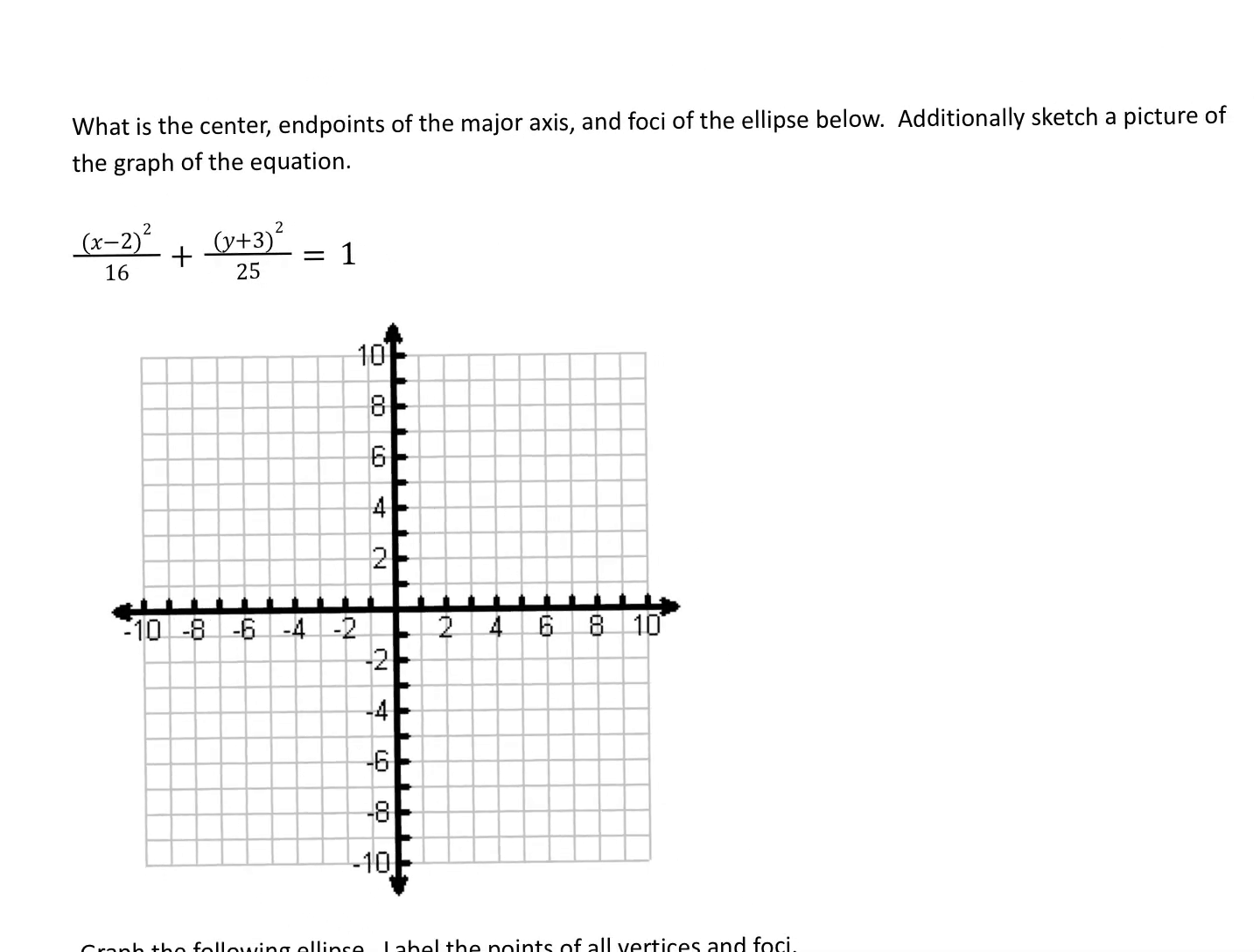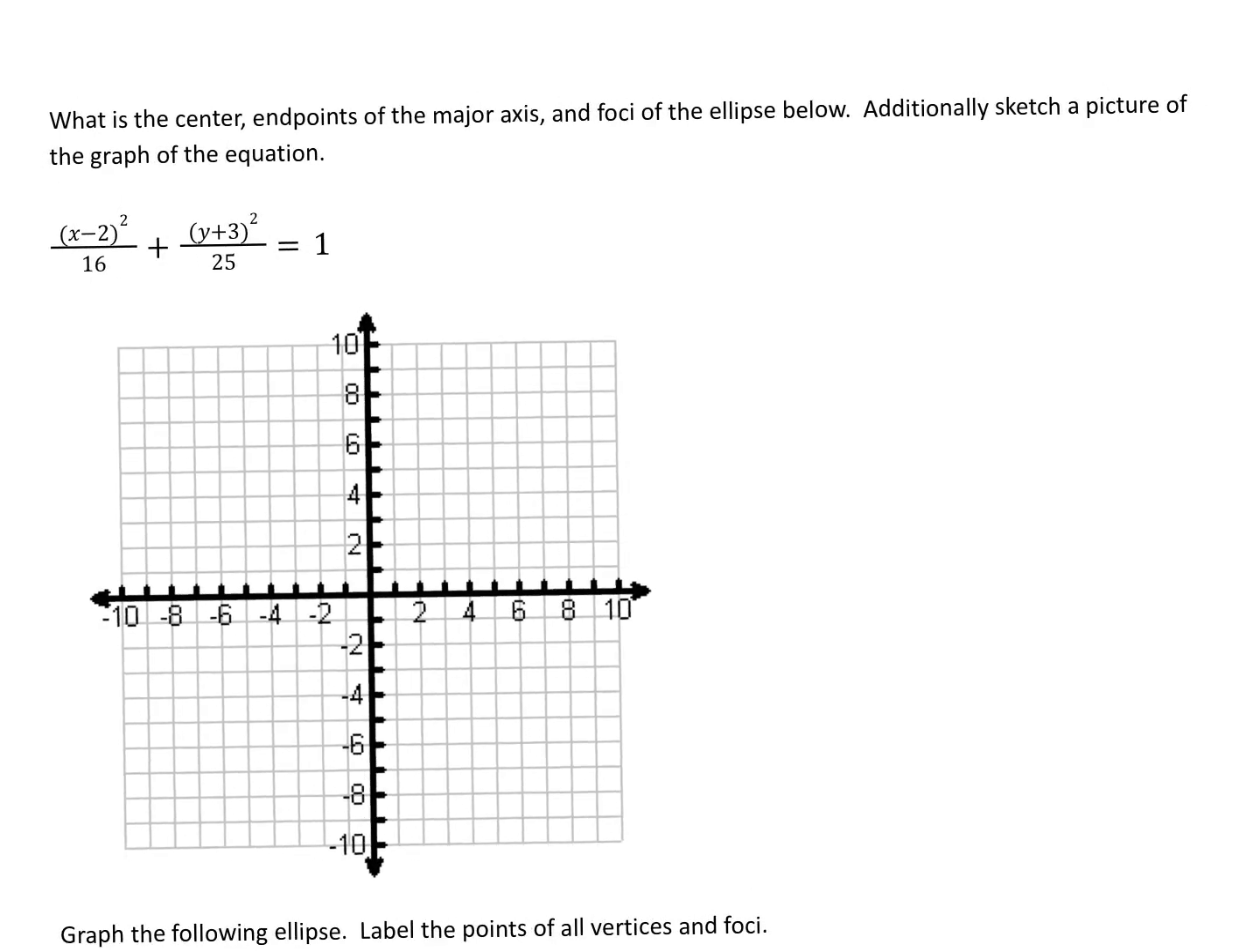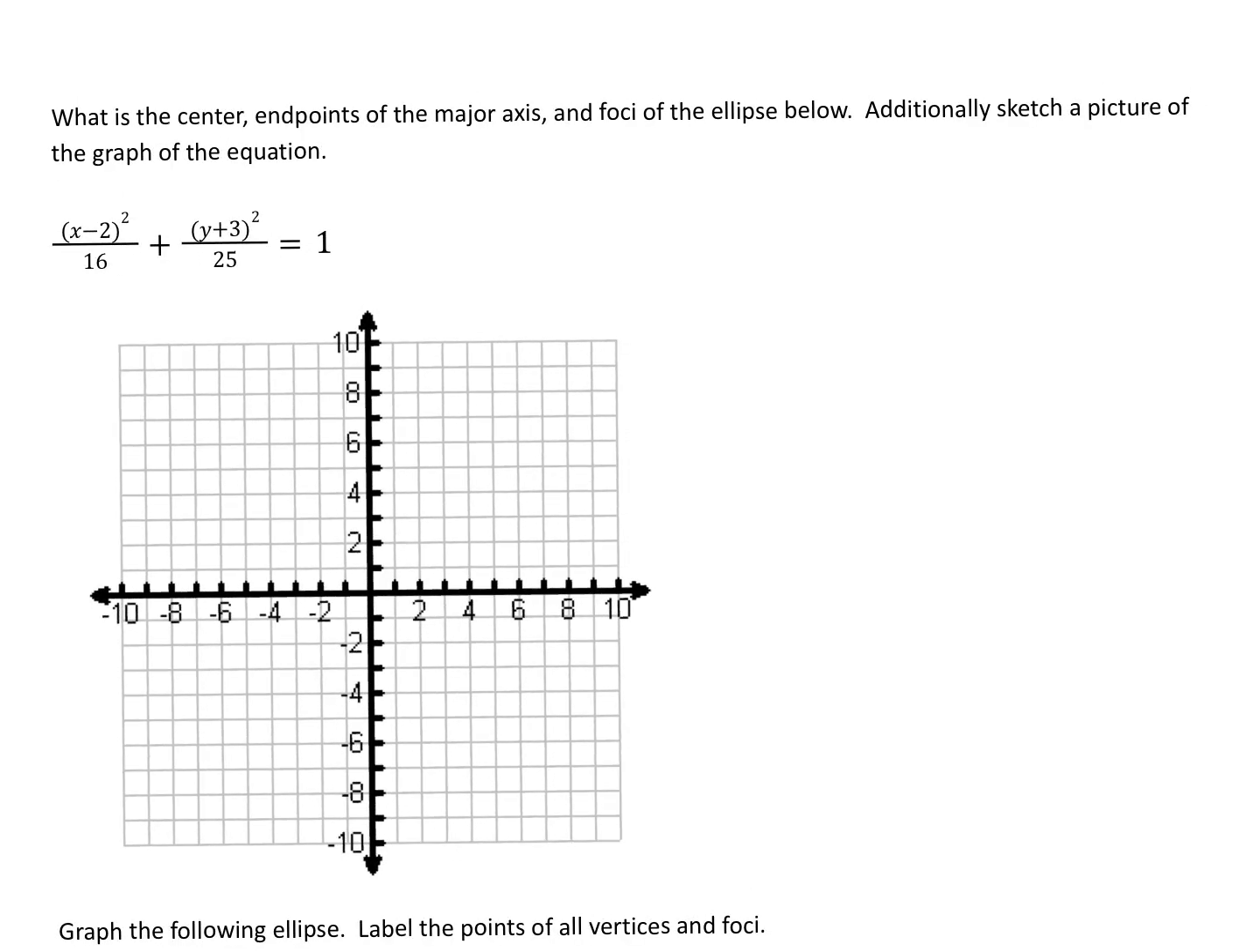So in our next example, we're given the equation of an ellipse not centered at the origin. We want to identify the center, our vertices, and our co-vertices and our foci, and then we will sketch a graph. So remember, a squared is always bigger, so a squared is 25, which means a is 5.